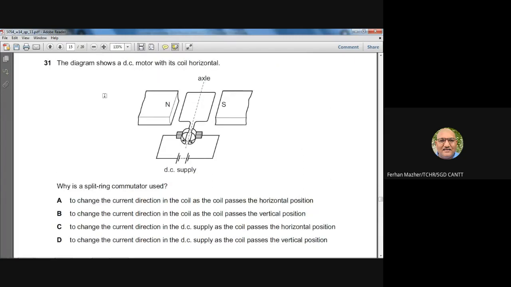The diagram shows a DC motor with its coil horizontal. Why is a split ring commutator used? When the coil becomes vertical, the split ring commutator reverses the direction of the current in the coil. The function of the split ring commutator is to change the current direction in the coil as the coil passes the vertical position. So question number 31, B is the right answer. It's a very, very famous question.